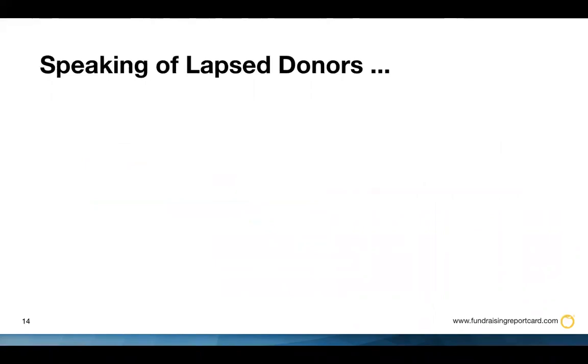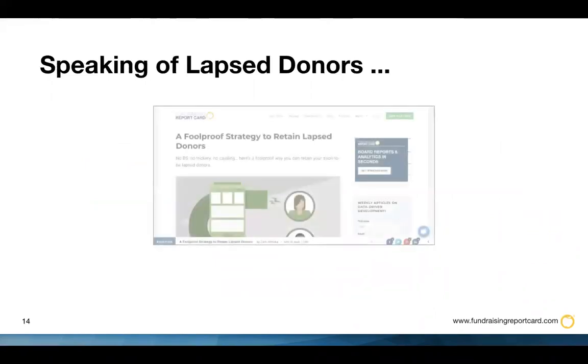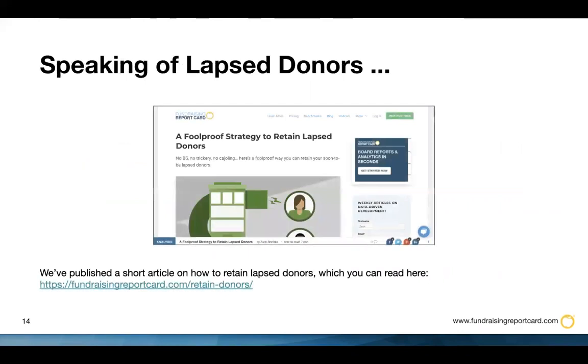All right, speaking of lapsed donors, because if they're not retained, they're lapsed, I thought it might be helpful to share with you. And again, we'll send this out as a link, so you'll get it. So don't worry if you don't have time to write it down, but oftentimes you're looking at retaining donors, and then the immediate thing you want to ask yourself is, what about all those lapsed donors? Why they haven't been retained? We actually have a short article on how to retain lapsed donors. You can read it at fundraisingreportcard.com/retain-donors. It's a great article. Go in and read it, and it gives you some really foolproof strategies to re-engage lapsed donors.